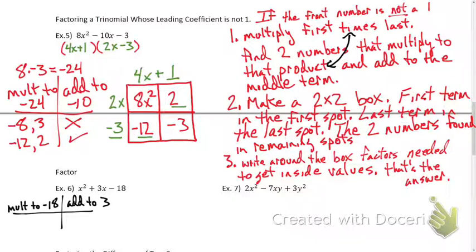So for example, if I pick negative 9 and 2, that's not going to work. But if I pick positive 6 and negative 3, that will work. That checks out.